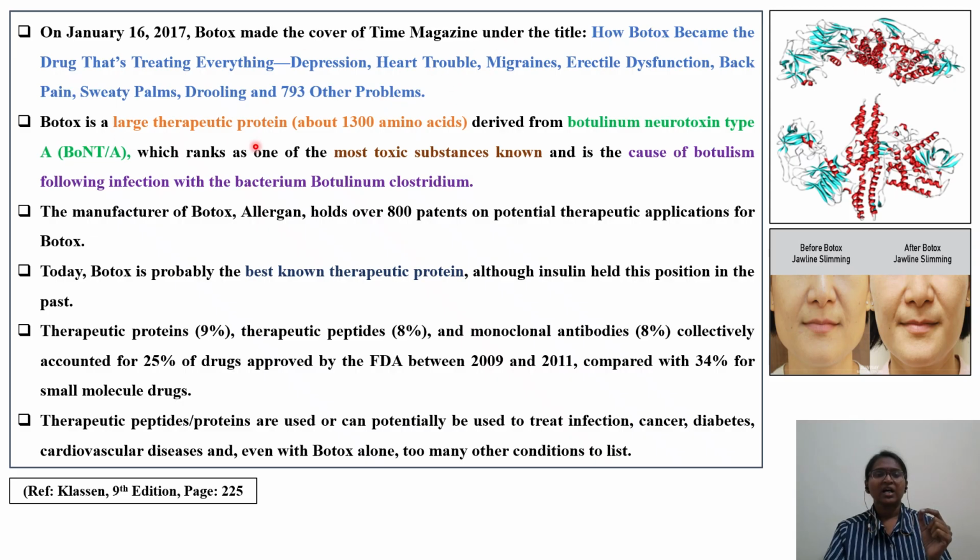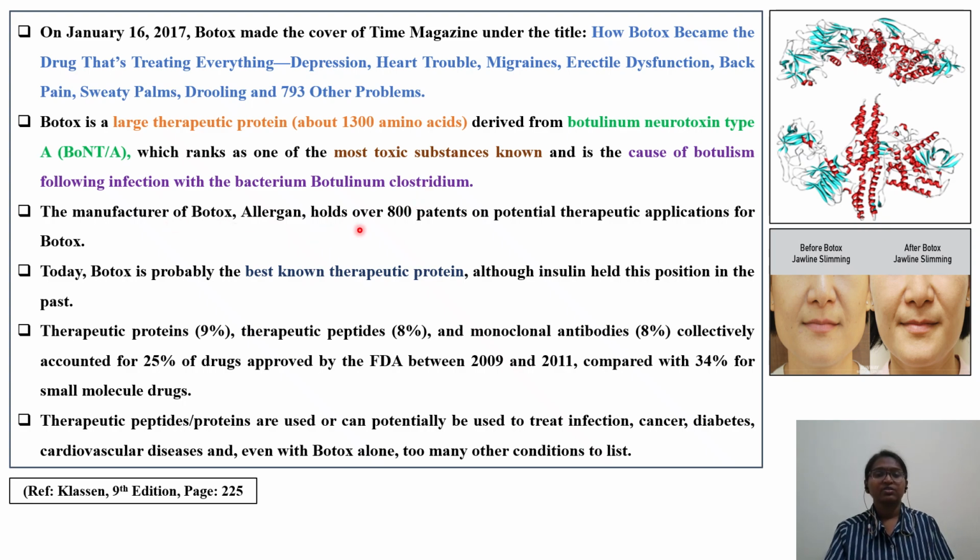So, Botox is a large therapeutic protein. Here you can see about 1,300 amino acids derived from botulinum neurotoxin type A, which ranks as one of the most toxic substances known. So, at a very low dose, botulinum toxin causes this toxicity, and it is the cause of botulism following infection with the bacterium Clostridium botulinum. So this is the thing you have to remember.